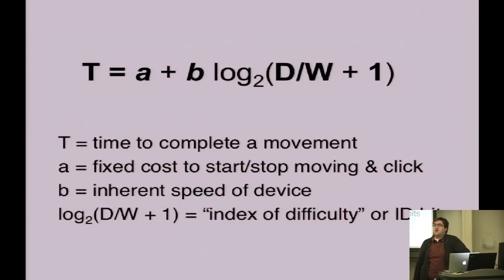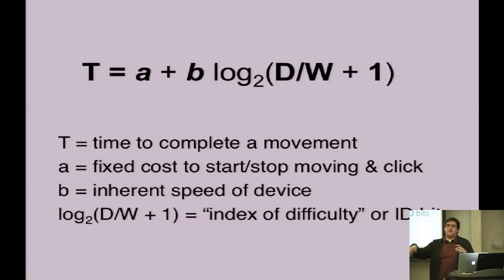A is this fixed cost to start and stop moving and click. So no matter what, you've got to start to move the mouse and you've got to click. No matter which direction you're going, no matter how far you're going, you've got to do these things. So the distance of the ribbons and how thick they are doesn't matter when you're clicking. It's just how long that takes. But there's also this inherent speed factor.